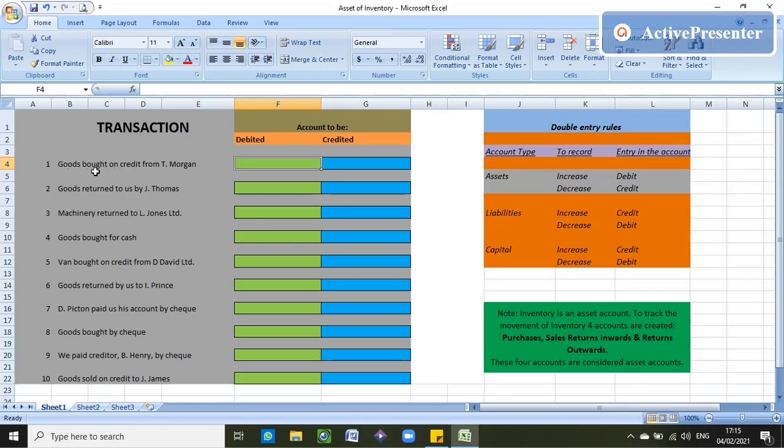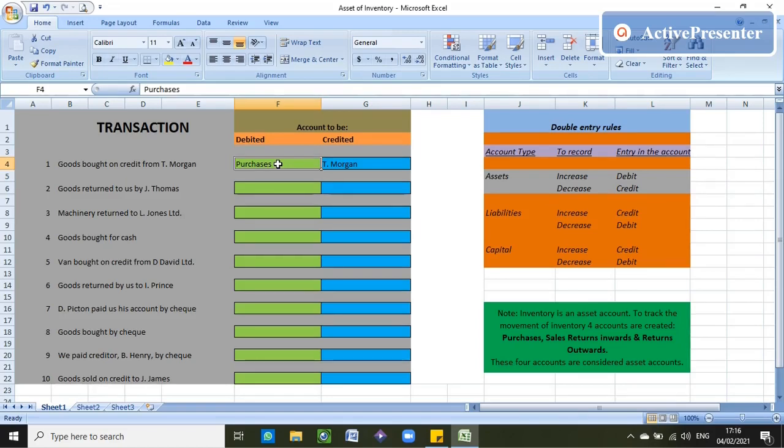Now here, goods bought on credit from T. Morgan, what are we doing? The word goods is right there. Well, we are buying, okay? So goods bought on credit. So if we are buying, that means that we will debit purchases. We will debit purchases. What will we credit? Well, we owe T. Morgan, so I will credit T. Morgan.